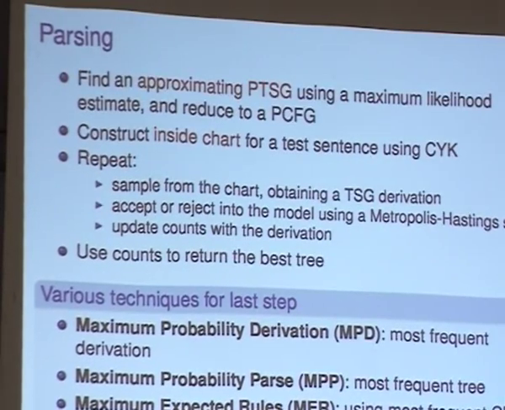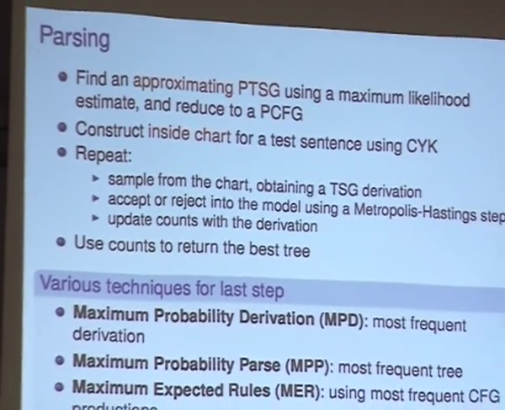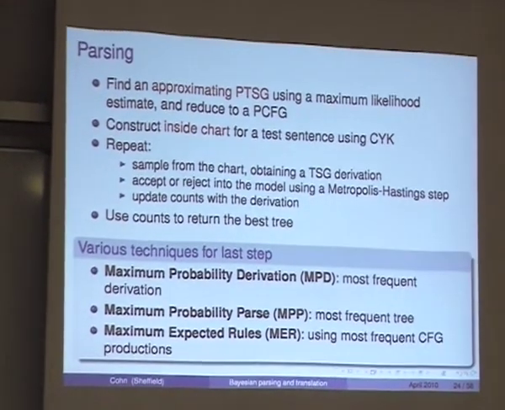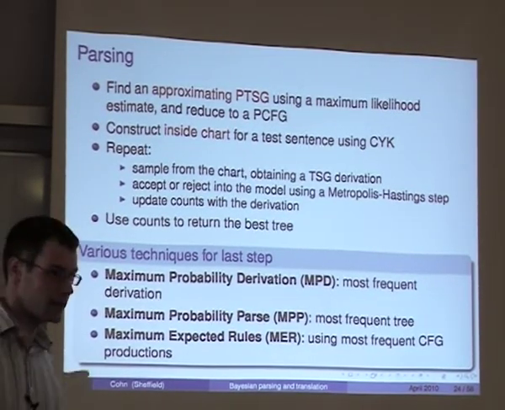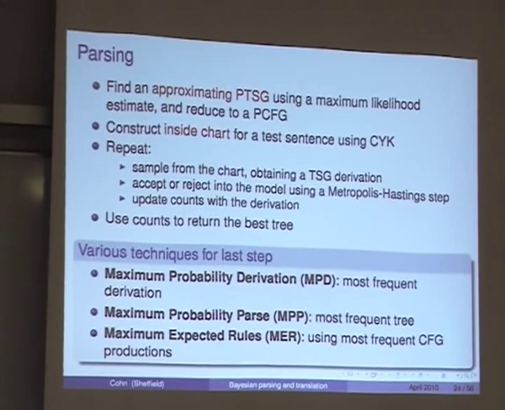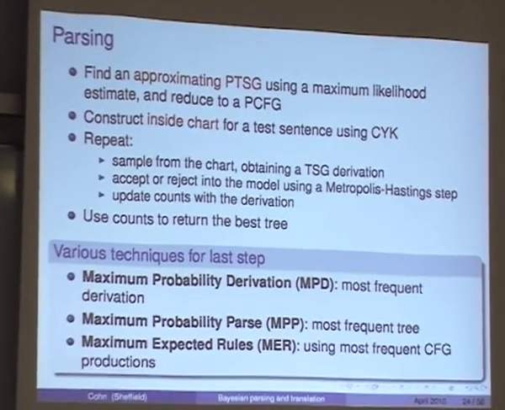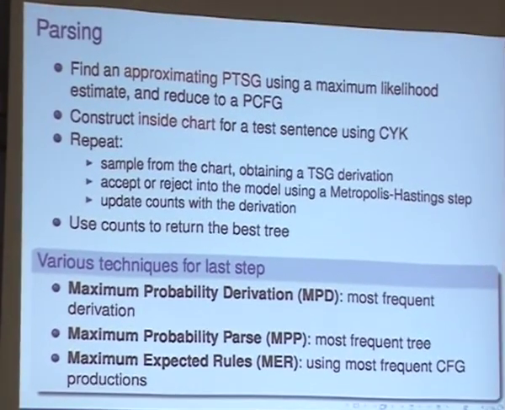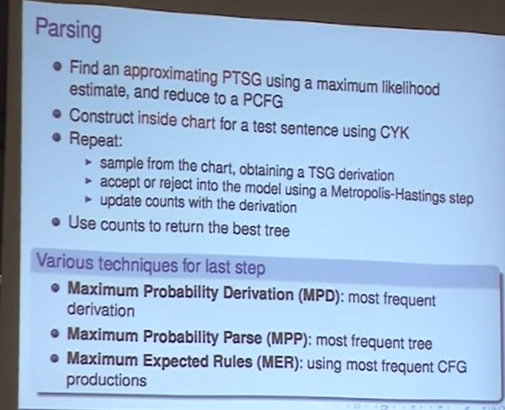Okay, so now that we've managed to train our model by doing this Gibbs sampling and so forth, we need to parse. So given a test sentence, how are we going to find the maximum probability tree? This is a bit more difficult in this model because of its infinite nature and because of the way it relies on this rich get richer effect. As you're creating a tree, you're actually changing the probabilities in your grammar. This sort of complicates everything.